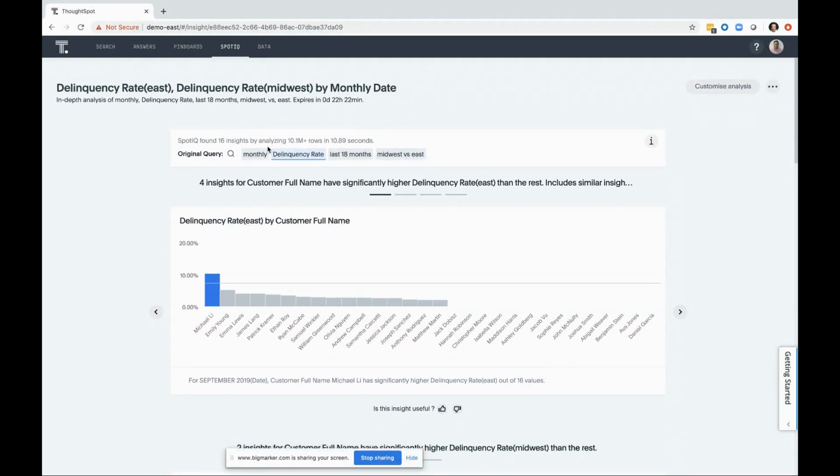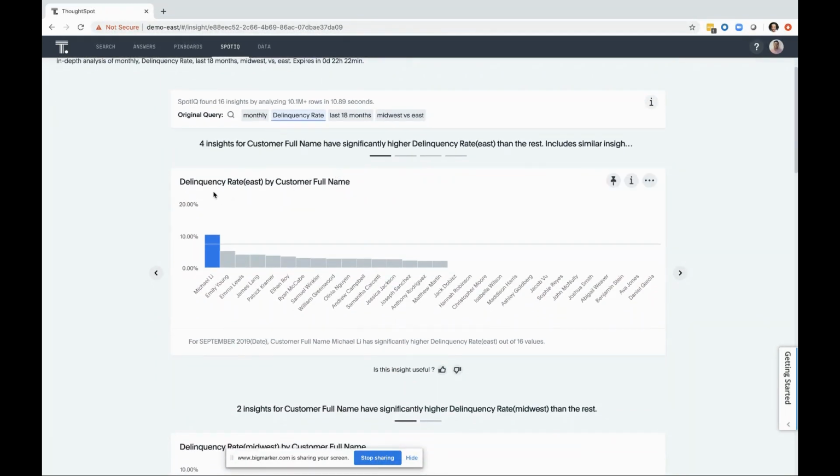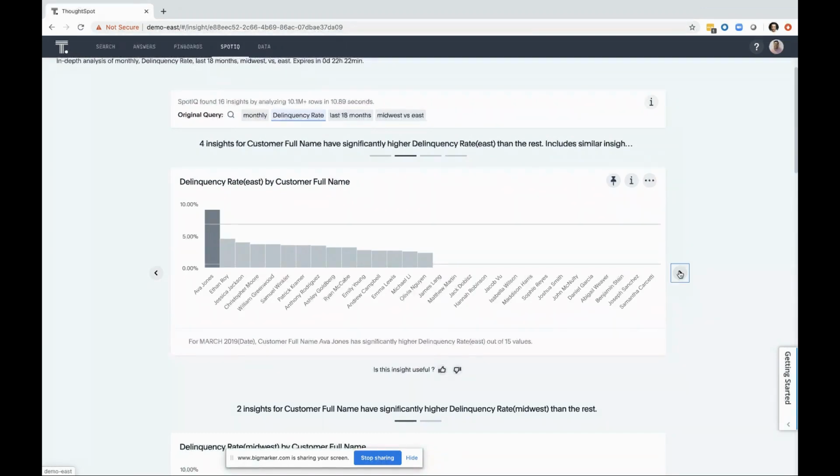Again, 16 insights based on analyzing over 10 million rows of data. And I was looking at this earlier and I was thinking, well, the delinquency rating in East by customer full name here as an example. Michael Lee is a customer that had a significantly higher delinquency rating in that region in September 2019. What are some of the other examples? Here's another customer, Ava Jones, in March 2019, had a higher rating, okay? I was looking at another one, customer named Emily Young in January 2019 being the outlier, and so on.